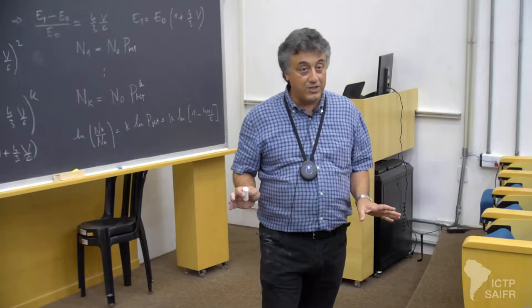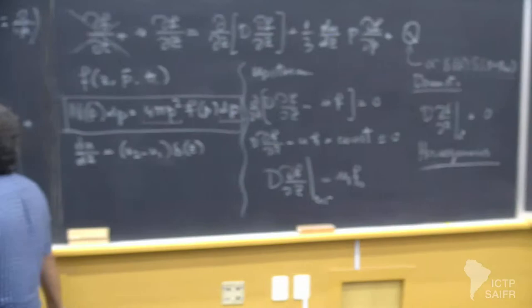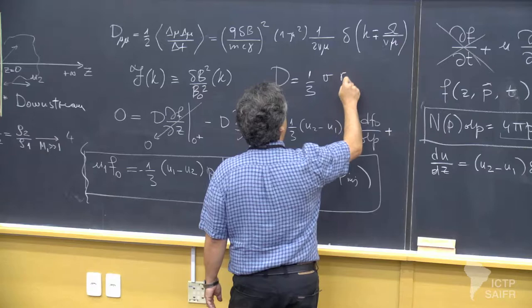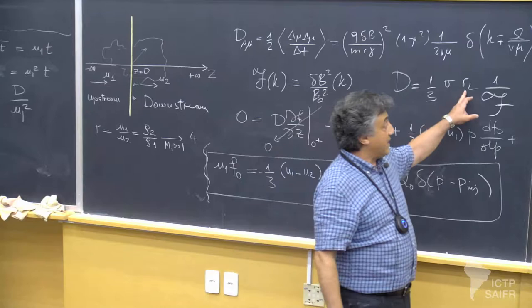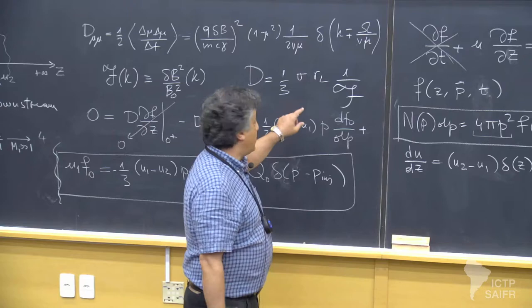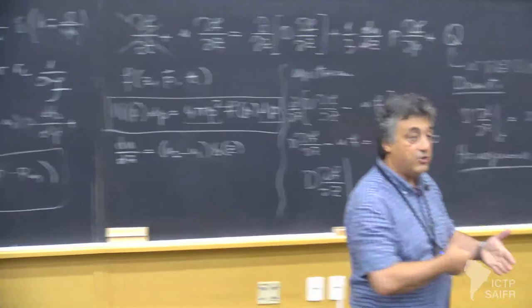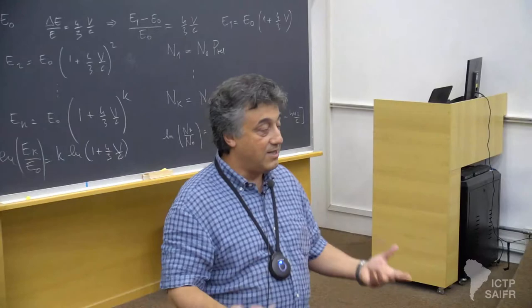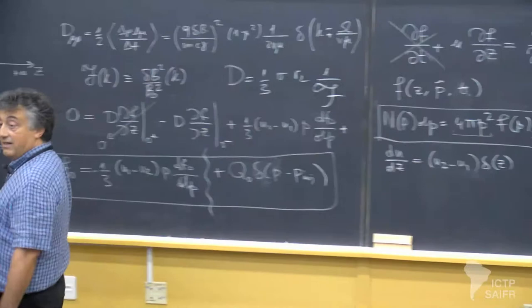D as small as possible. You remember I wrote down here and then erased that D is 1/3 of v R_L over F. R_L is calculated in the magnetic field B0, so in the unperturbed field. So the only thing that you can change to make D as small as possible is this F, this power spectrum. So you need to push power in the environment. You have turbulence, you have Alfvén waves, a lot of them, so that you decrease D and you can make the acceleration time t as small as possible. So that's the game that you want to play.